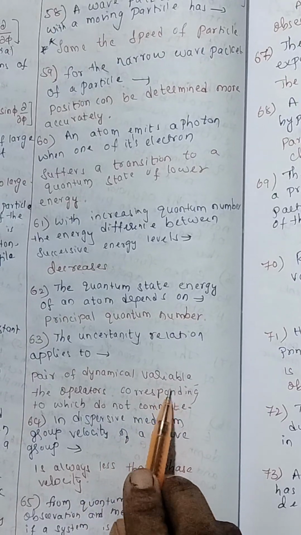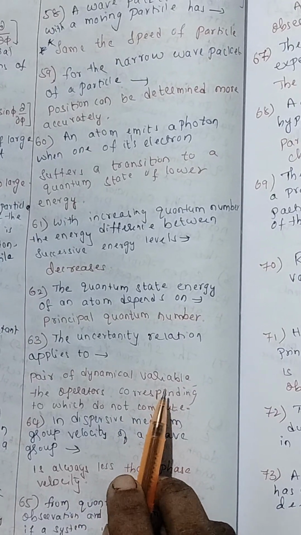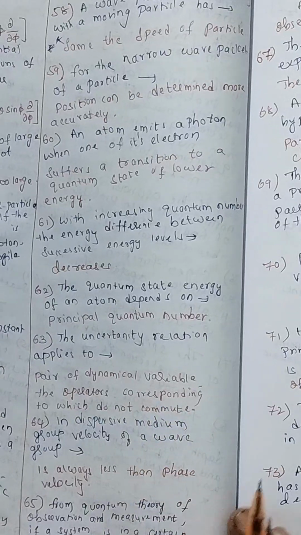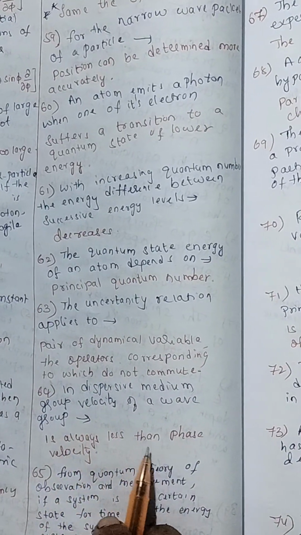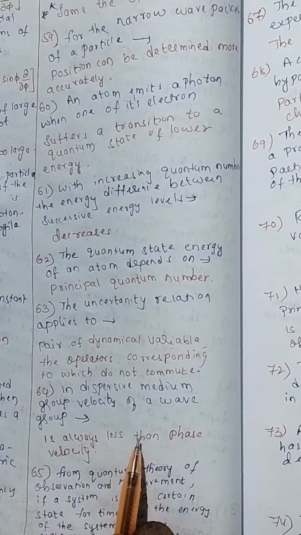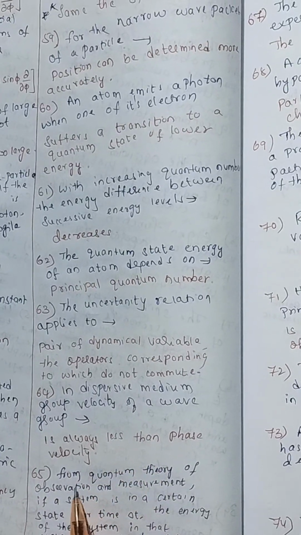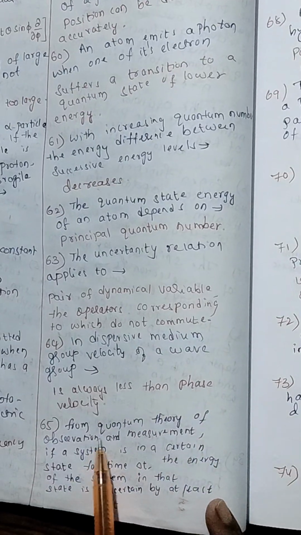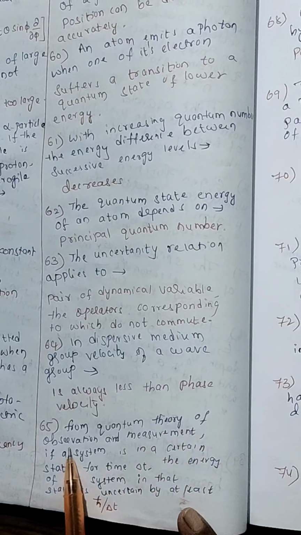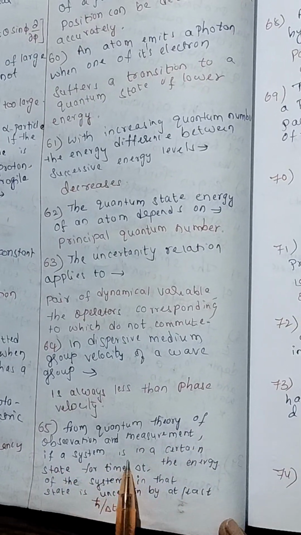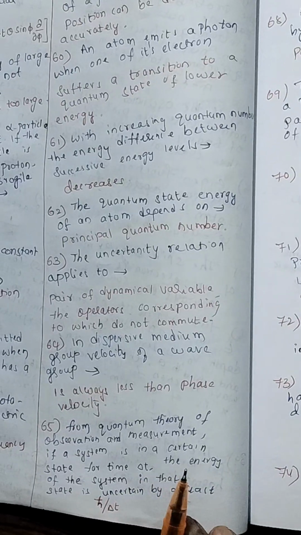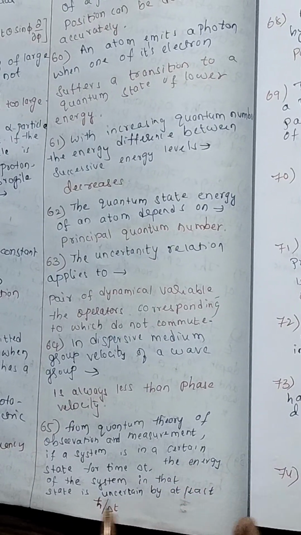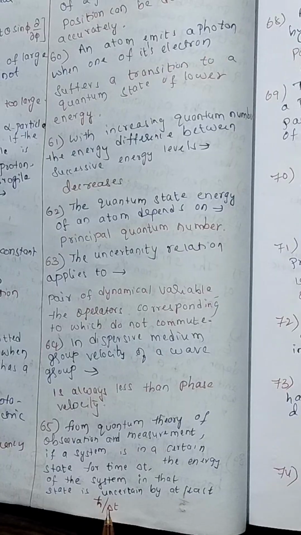What I wrote in red pen is the option which is asked in the bits. In a dispersive medium, the group velocity of a wave group is always less than the phase velocity. This is the answer, in red pen. Now, blue pen is the question. From the quantum theory of observation and measurement, if a system is in a certain state for time delta t, then the energy will be h cut by delta t.